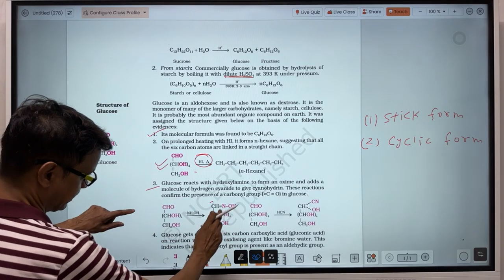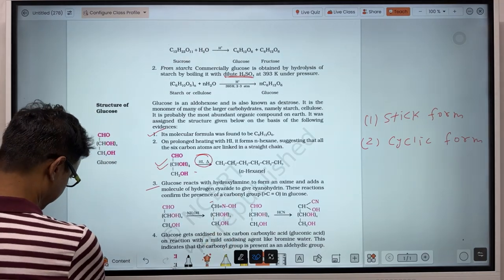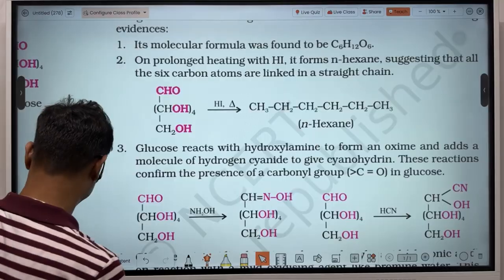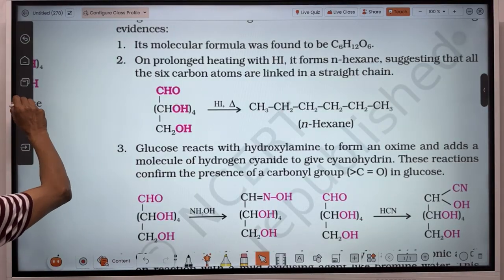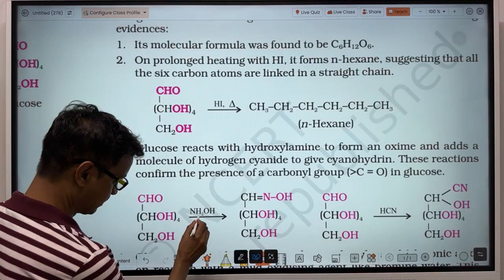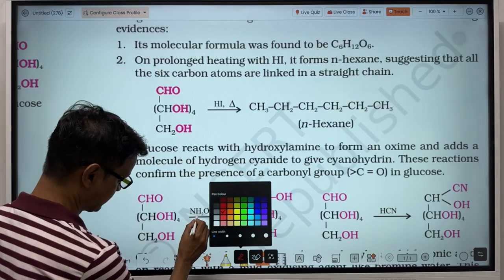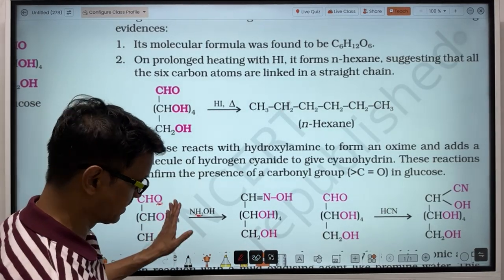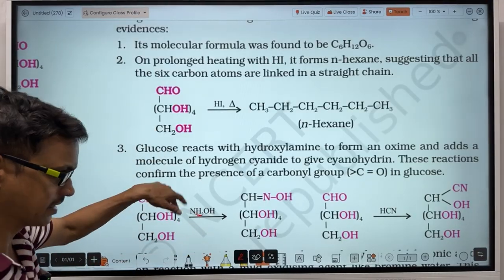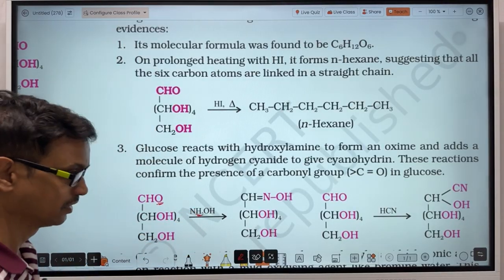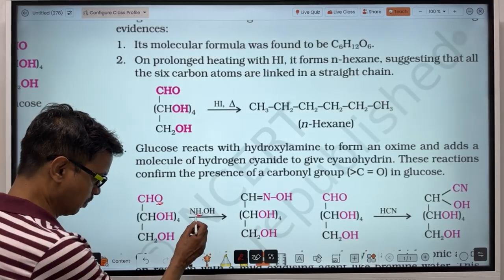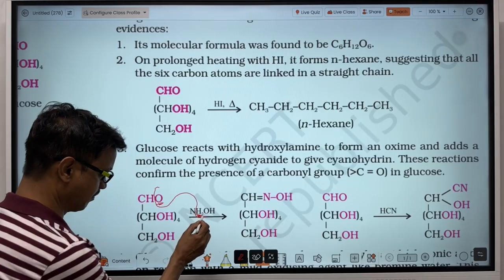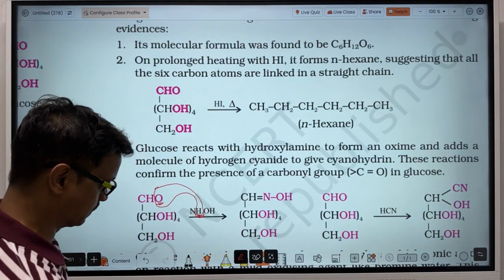that in hydroxylamine here, there are 2 hydrogen atoms of NH2. Both these hydrogens will combine to this oxygen. In detail, if you want to know why that happens, that refers to the chapter of aldehyde and ketone. So both the hydrogens bonded to the nitrogen will combine to this oxygen and form H2O.